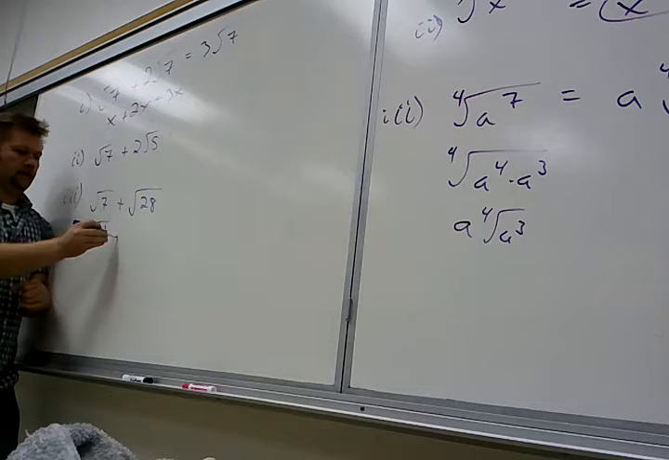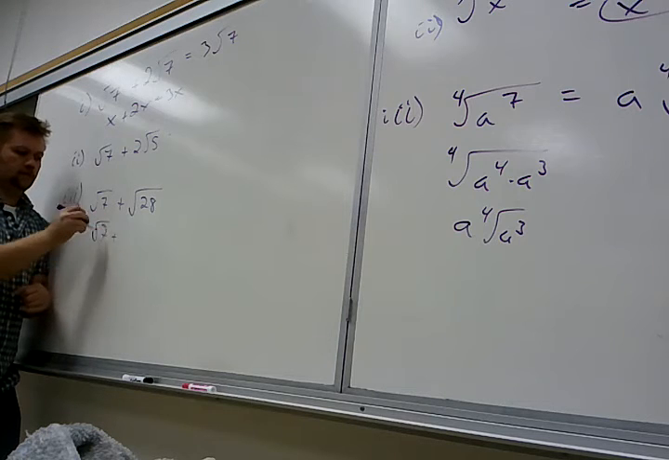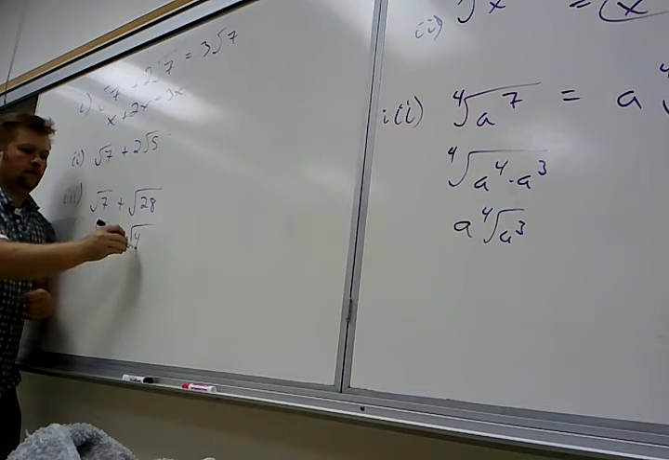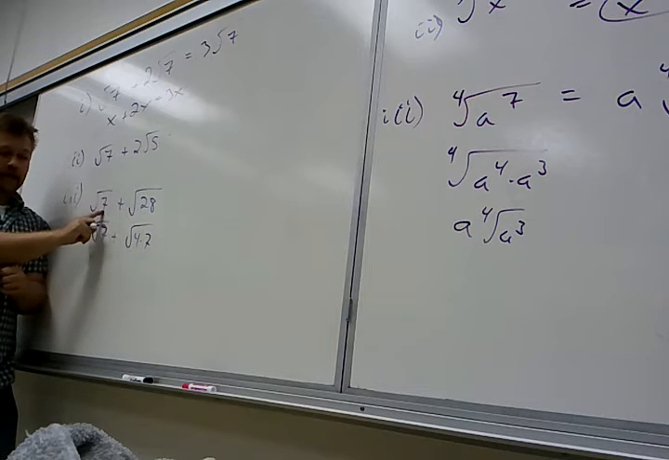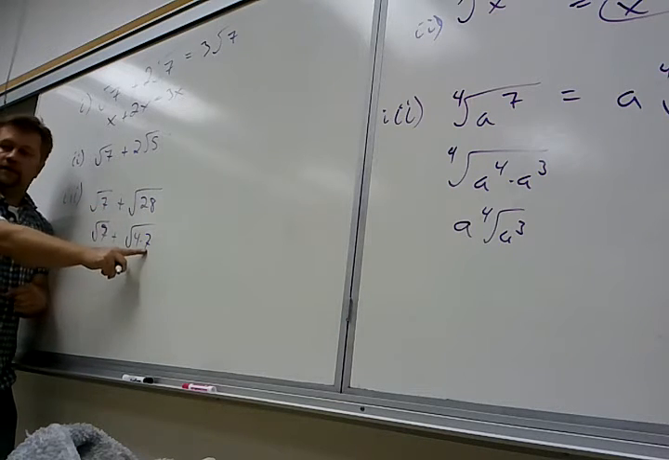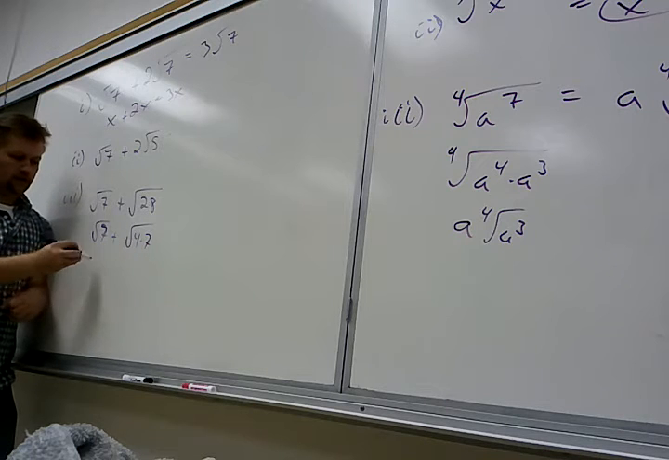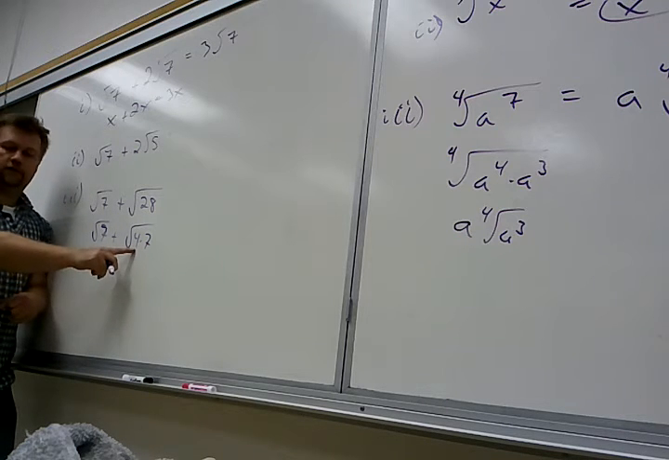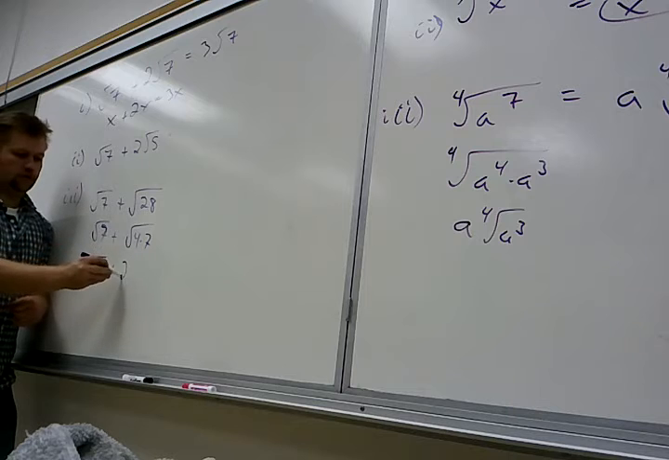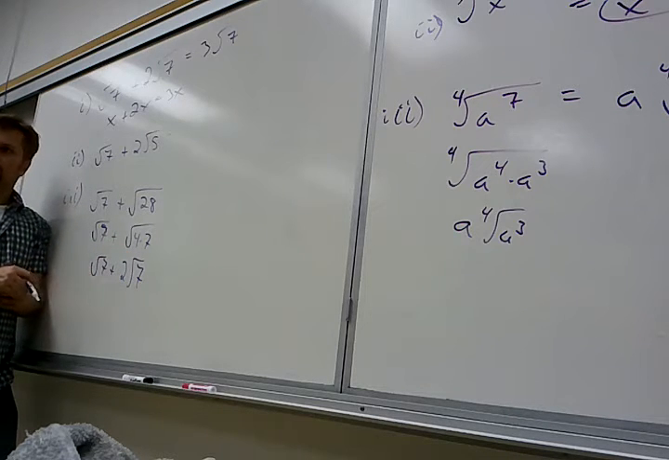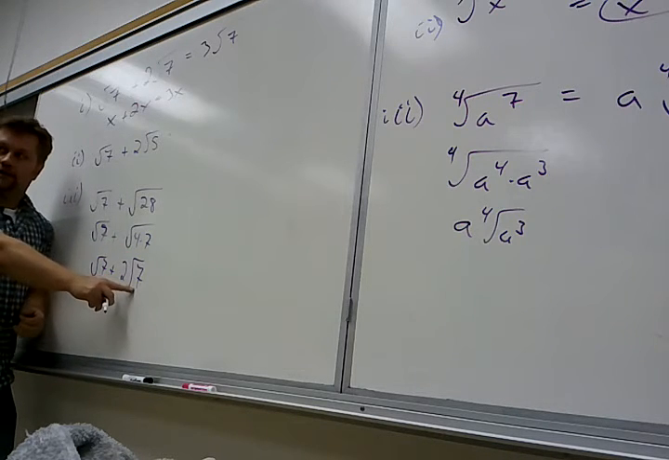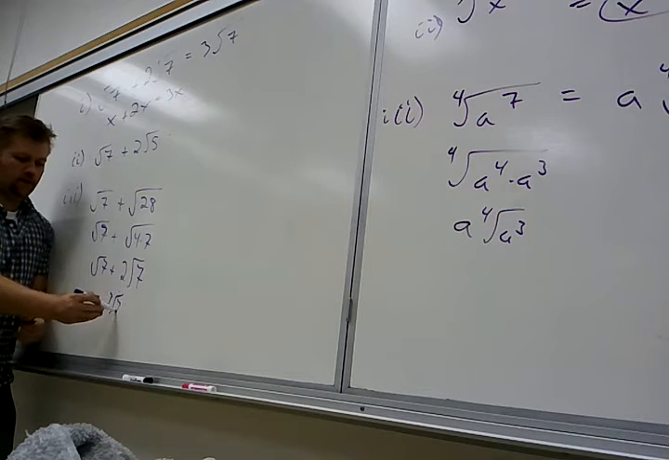Square root of 28 is 4 times 7. And see how these are really nice. They give you a hint. I want to divide 28 by this, because I want that 7 to be left inside, so they'll be like terms. So I get square root of 7 plus, what's square root of 4? 2. What's square root of 7? I don't know. So square root of 7 plus 2 square root of 7 is 3 square root of 7.